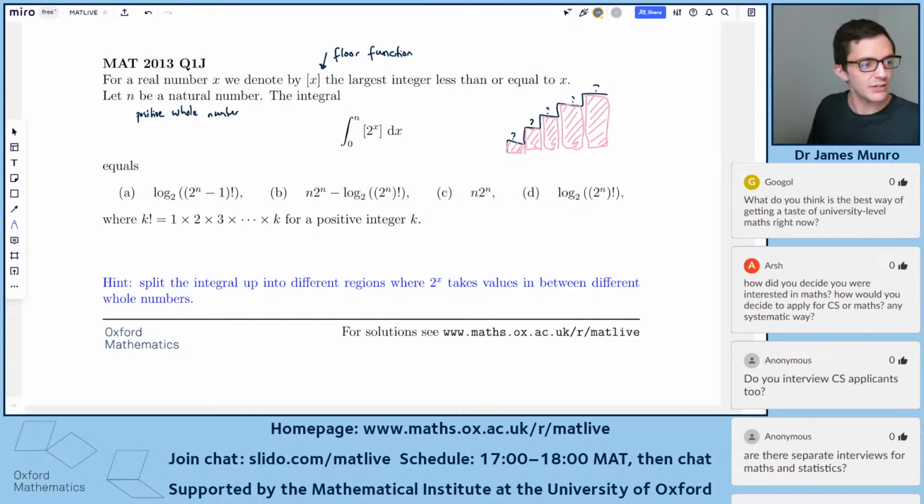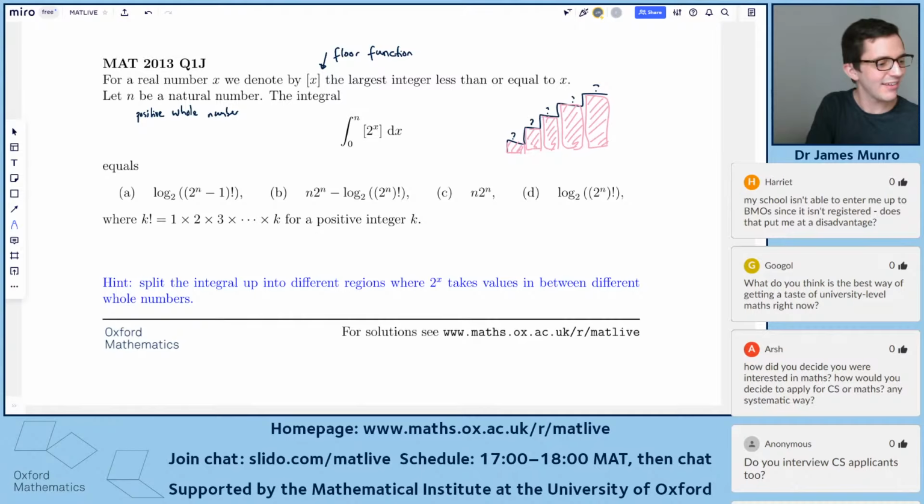How did you decide you were interested in maths? Can I have that one? How do you decide to apply for CS maths? Has anybody else answered this one? Let's have a quick look. Flora has recommended looking at the website and the syllabuses of the courses offered, to see if they seem interesting to you.